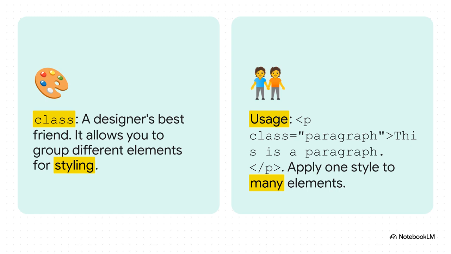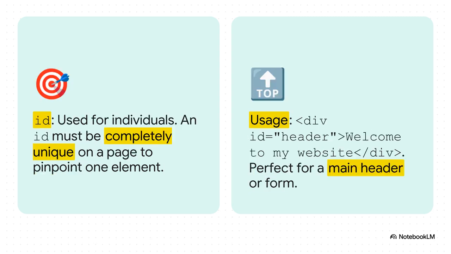It's a developer's best friend. It lets you group different elements together under one name so you can apply one style and change all of them at once. Super efficient. But what if you don't want to target a whole group? What if you need to pinpoint just one specific thing on the page? For that, you use id. A class can be shared by lots of elements, but an id has to be totally unique. It's like a fingerprint for a single element, which makes it perfect for targeting something specific, like the main header of your page.